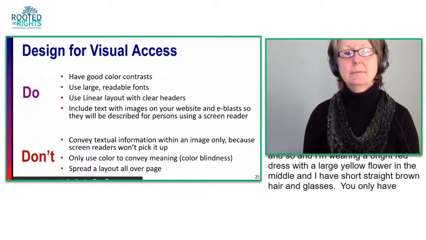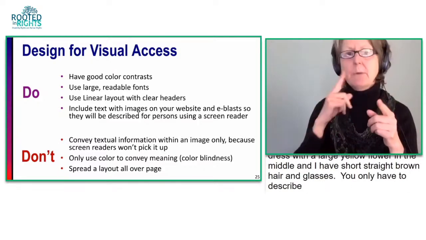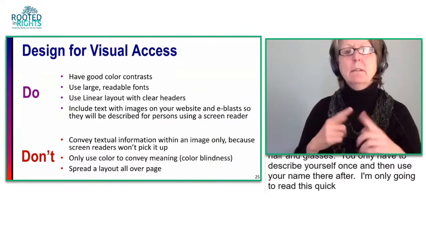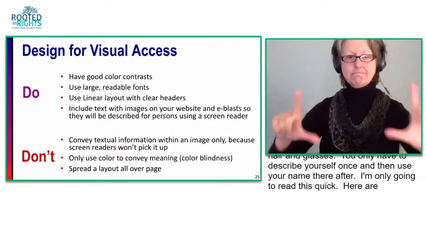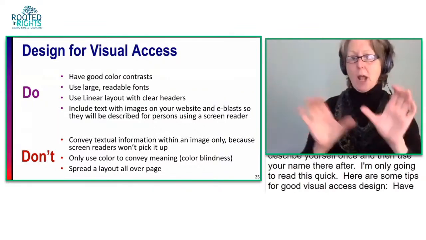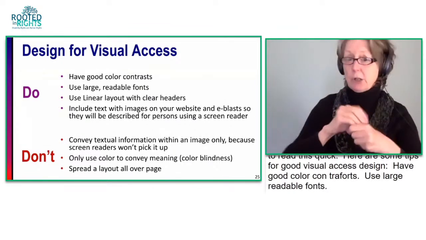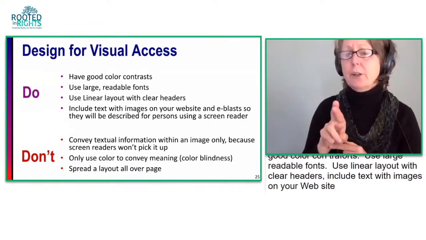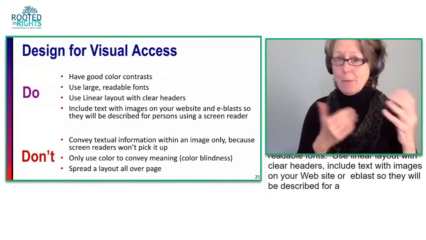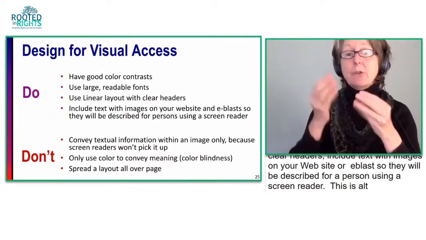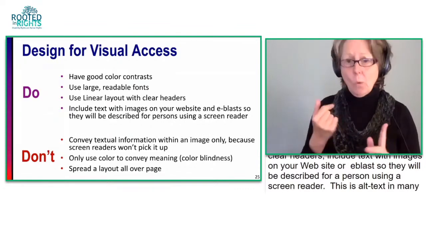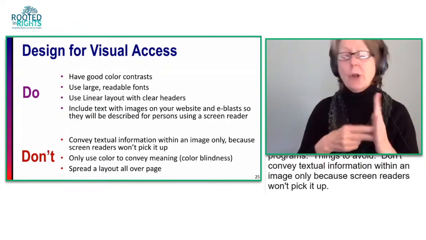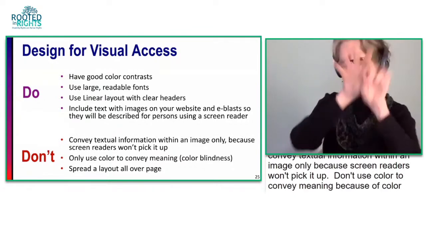I'm going to read this real quick, but here are some tips for good visual access design. Things to do: have good color contrast, use large readable fonts, use linear layout with clear headers, include text with images on your website or e-blast, so they will be described for a person using a screen reader. This is all text in many programs. Things to avoid: don't convey textual information within an image only because screen readers won't pick it up. Don't use color to convey meaning because of color blindness. And don't spread a layout all over the page. Next, please.